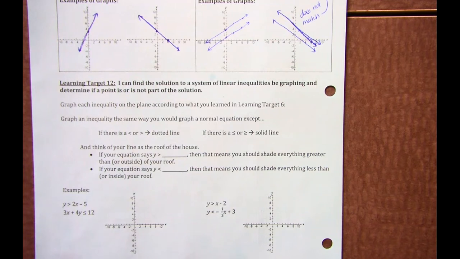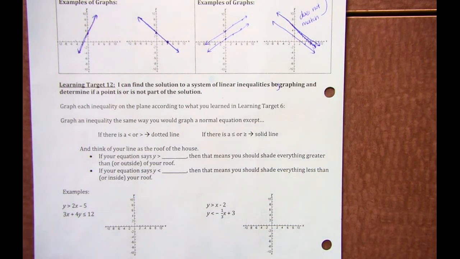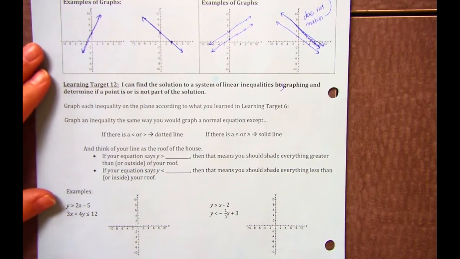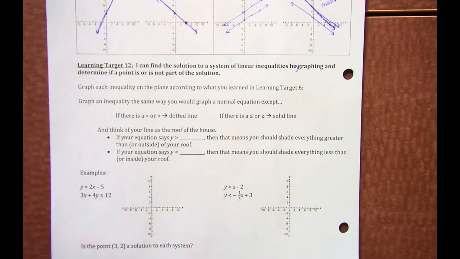So now we're going to talk about learning target 12, which says I can find the solution to a system of linear inequalities by, let's say, graphing and determine if a point is or is not part of the solution. Now, when we had systems of equations, we talked about that there were several ways to find the solutions. We could solve by graphing, substitution, or elimination. But when you're talking about a system of linear inequalities, the only way you can solve it is by graphing. Graphing is the only way to represent all of the possible solutions.